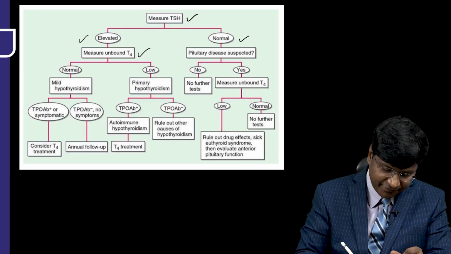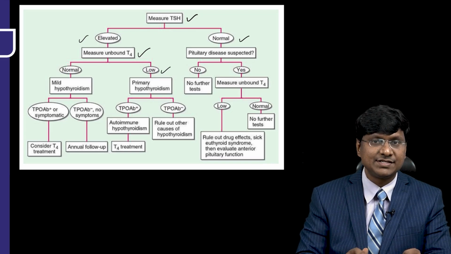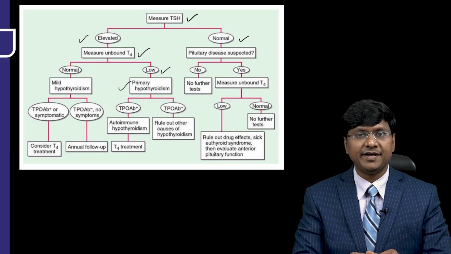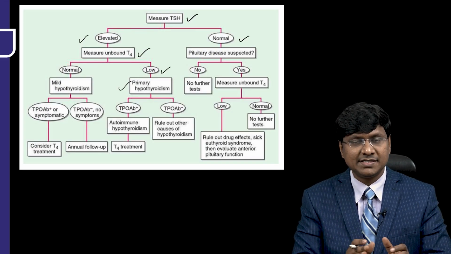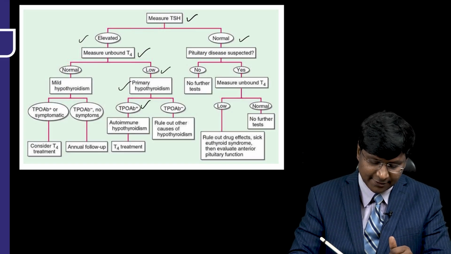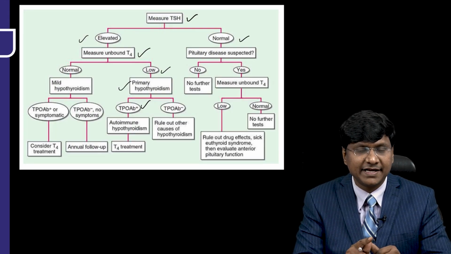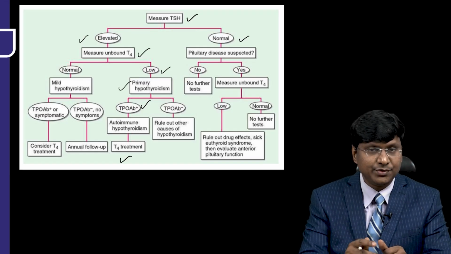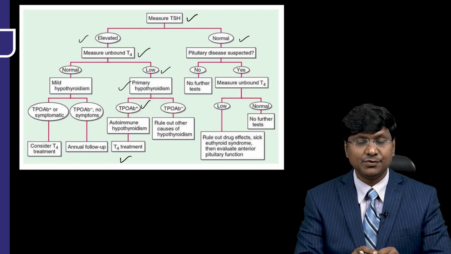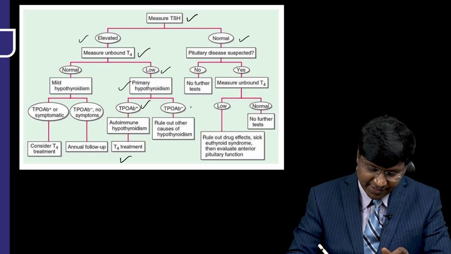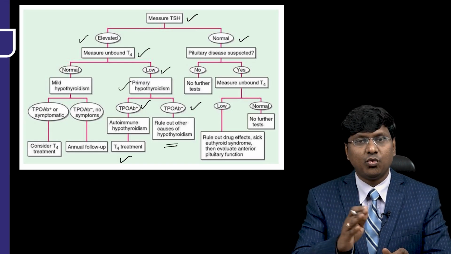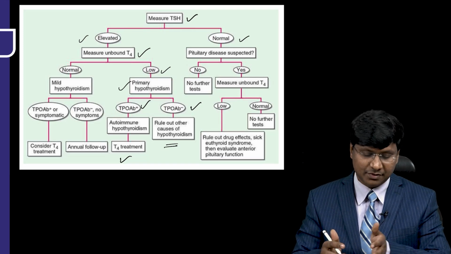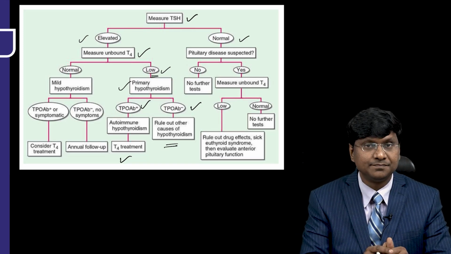If the free T4 levels are low, that is suggestive of primary hypothyroidism. And you need to check what is the cause of primary hypothyroidism. Is it autoimmune or non-autoimmune, for which you need to check the thyroid peroxidase antibodies. If thyroid peroxidase antibodies are positive, then it is autoimmune hypothyroidism where you need to give thyroxine treatment. If they are negative, then rule out the other causes for primary hypothyroidism. So that is one lineup where the free T4 levels are low.